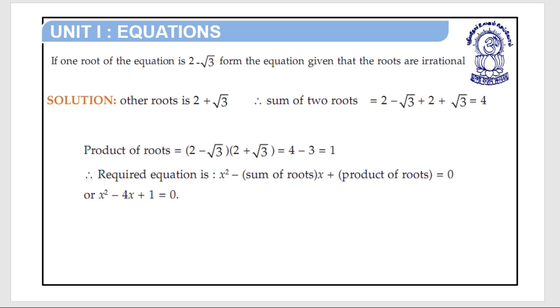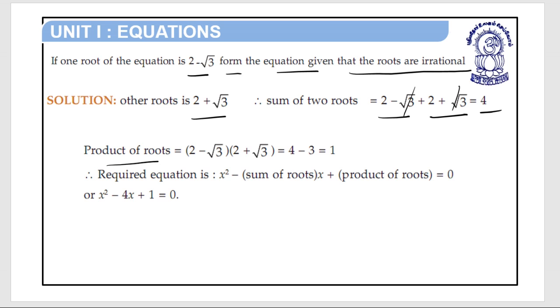If one root of the equation is 2 minus root 3, form the equation given that the roots are irrational. The other root is 2 plus root 3. Sum of the two roots: the first one is 2 minus root 3 and the second one is 2 plus root 3. Root 3 cancels. 2 plus 2, the answer is 4.